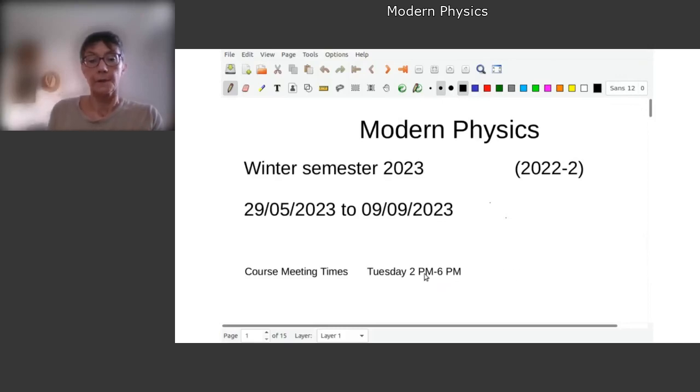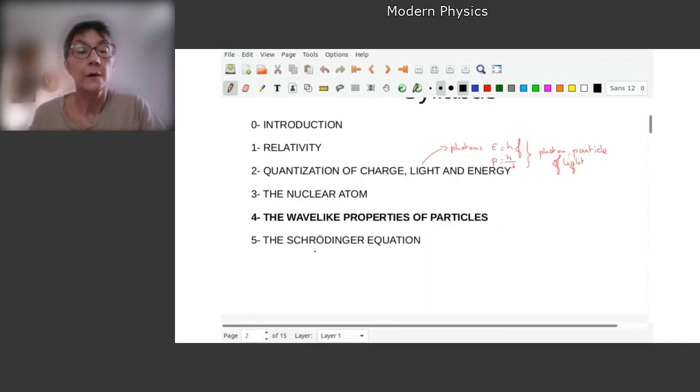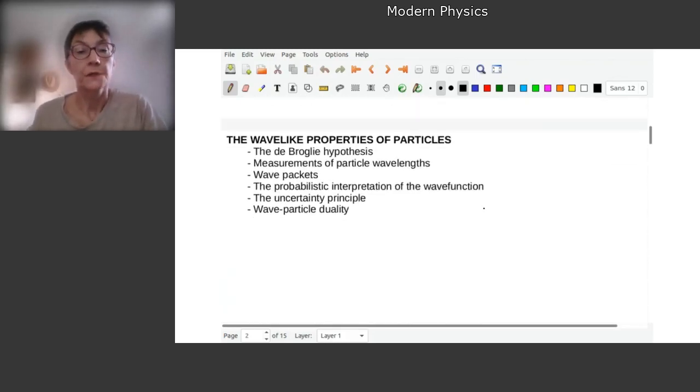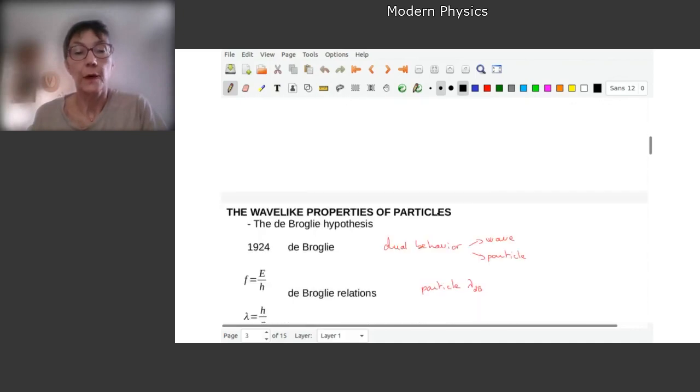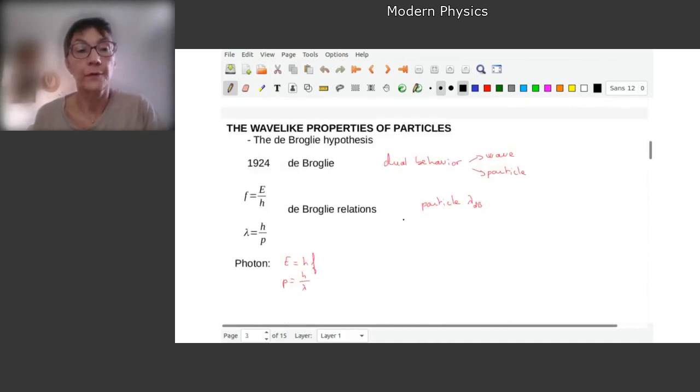Okay, so let's start today's lecture in our course of modern physics. Last time we started the study of the wave-like properties of matter particles. So I want to remember a few things we saw. First, the de Broglie.